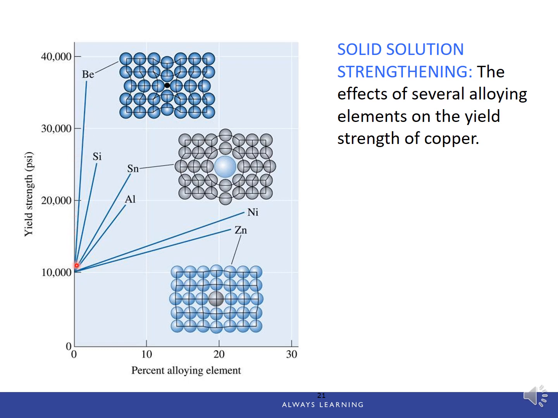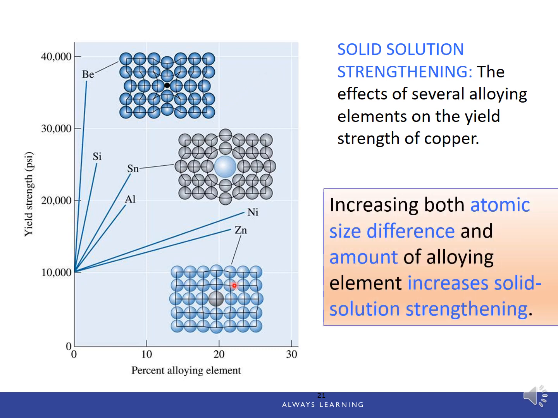This figure shows the effects of several alloying elements on the yield strength of copper. Pure copper has a yield strength of 10,000 psi. By adding different alloying elements, we can first compare across different alloys to see the effect. And also, we see that with increasing percent alloying element, for example, by adding more aluminum, the yield strength of the copper-aluminum alloy increases linearly. Same idea for different other alloying elements. But between different alloying elements, we can see the effects are different as well.